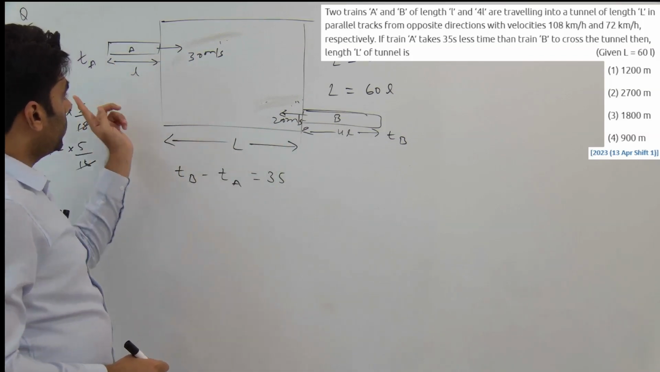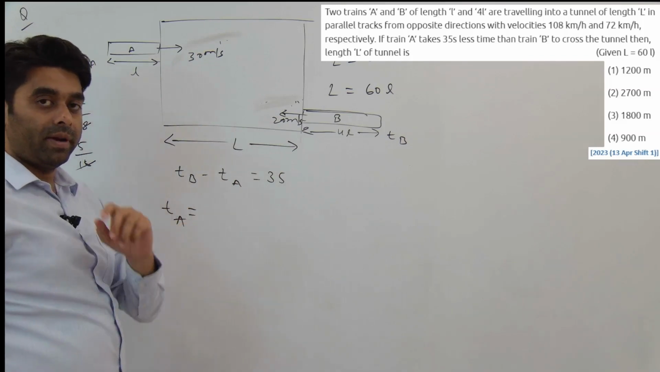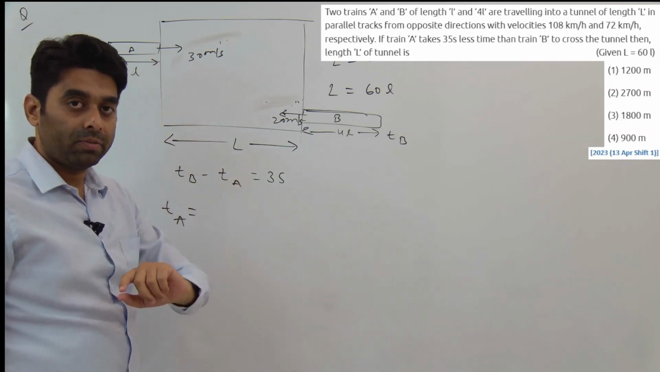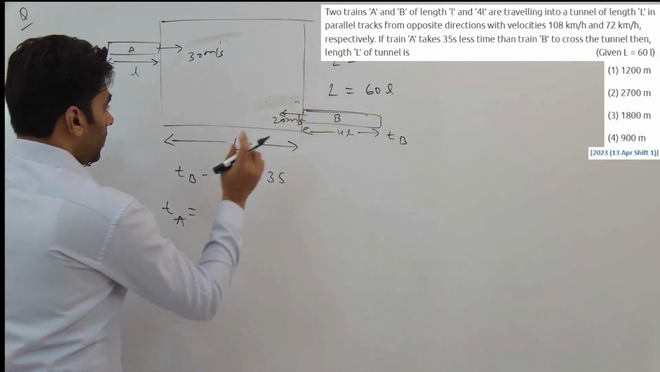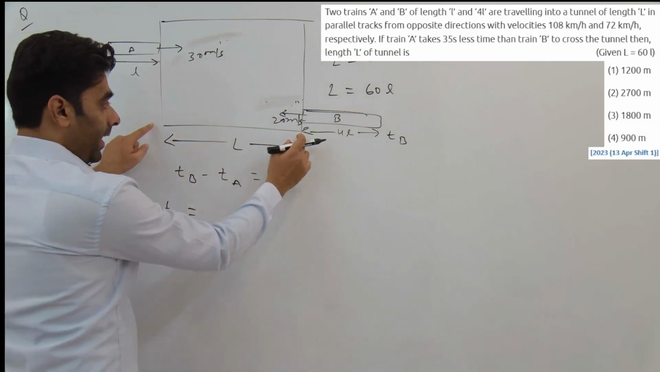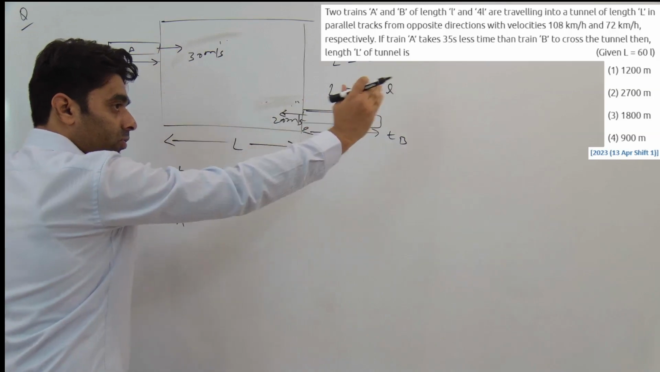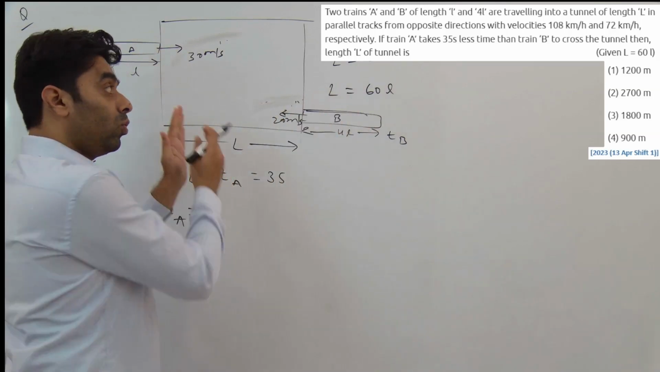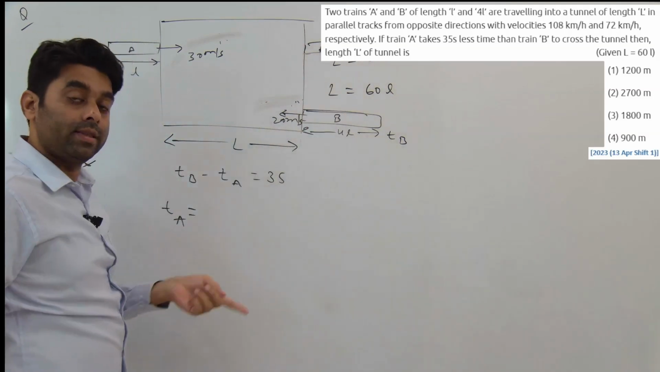Let us write down the time taken by A. Now beta, how much time will A take? Time taken by A will be distance traveled divided by speed. How much distance does it need to travel to cross this tunnel? L, the length of the tunnel, plus its own length. That is capital L plus its own length it has to travel. This much distance it has to travel to cross completely. When this train comes over here like this, only then will it have crossed.